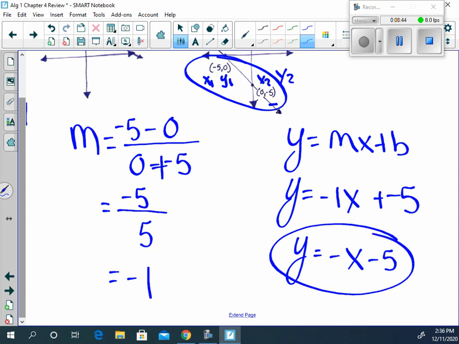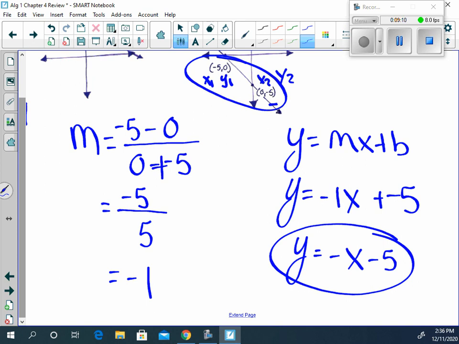Now, we don't normally write a multiplication of 1, so we can just write it as negative x, because that's the same thing. And then we'd say minus 5, and that's it. So these here, even though there's a graph, it doesn't change the process that we use, because we're still using those 2 points. Questions on this here? Are we good with this here?